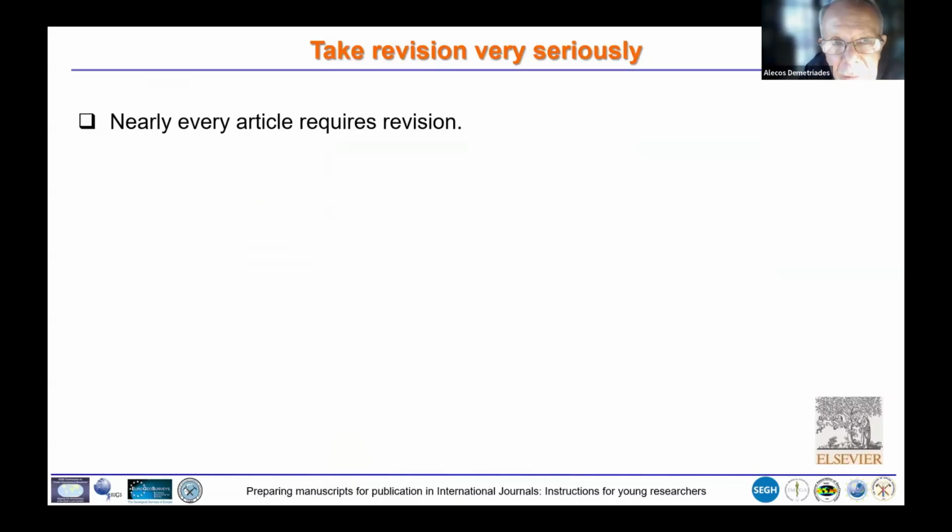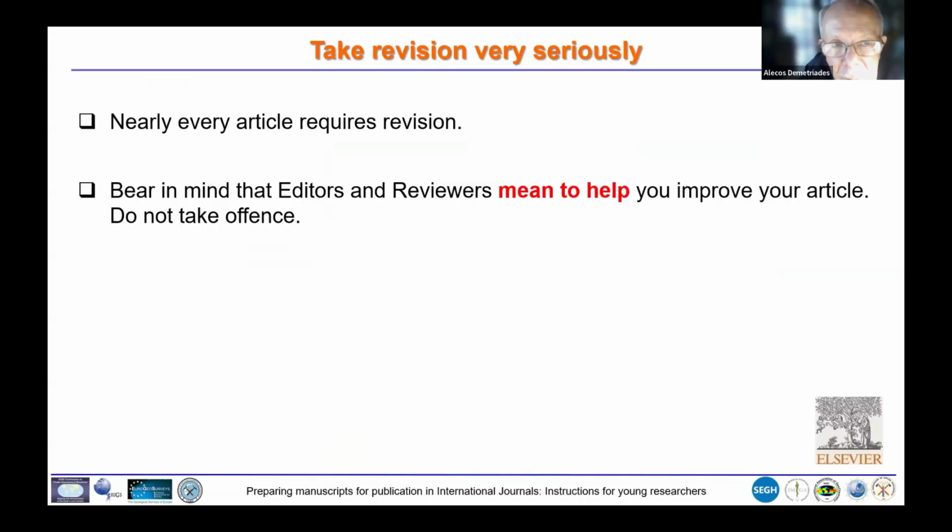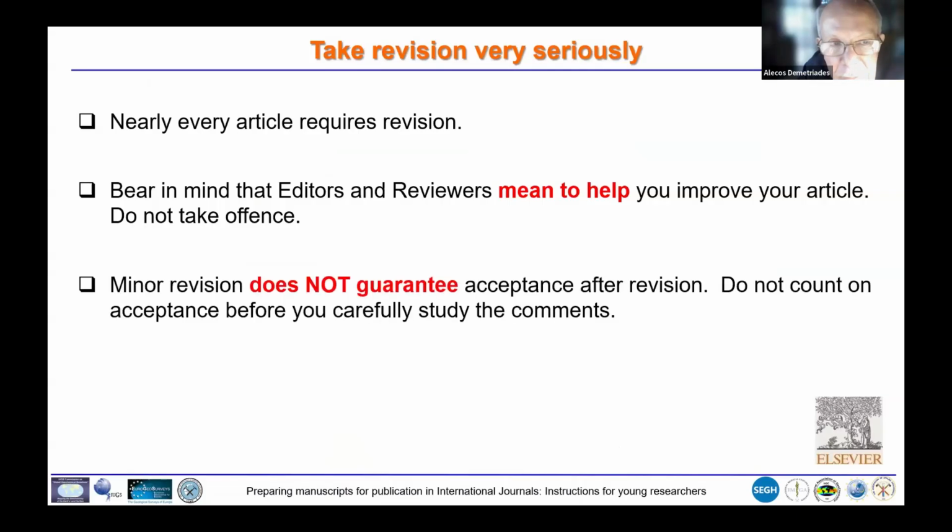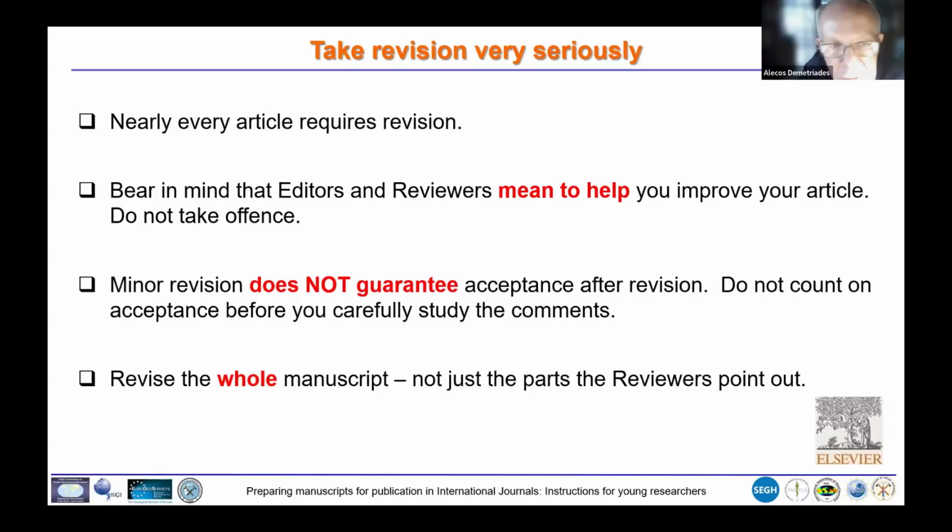Nearly every article requires revision. Bear in mind that editors and reviewers mean to help you improve your article. Do not take offense. Minor revision does not guarantee acceptance after revision. Do not count on acceptance before you carefully study the comments of the reviewers. Revise the whole manuscript, not just the parts the reviewers point out.